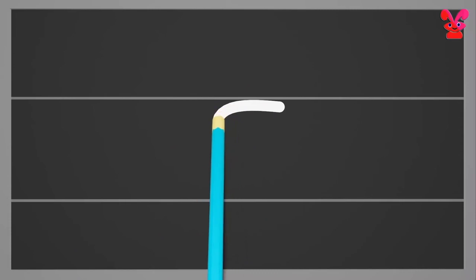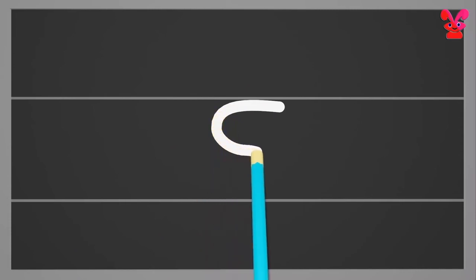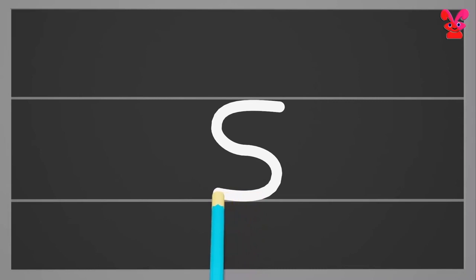Small s. Start from the middle and swing to the left and create a curve. Swing to the right and create another backward swirl at the bottom. Small s.